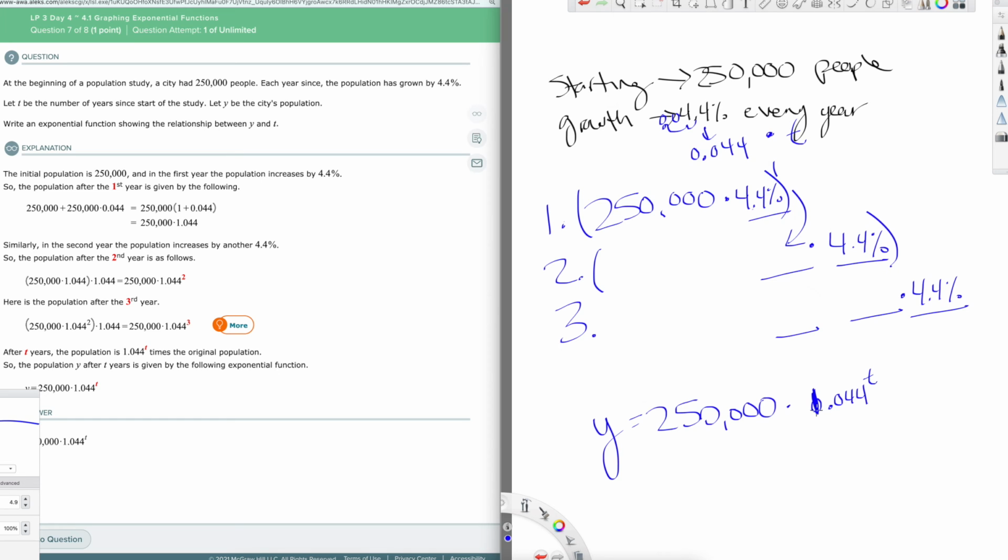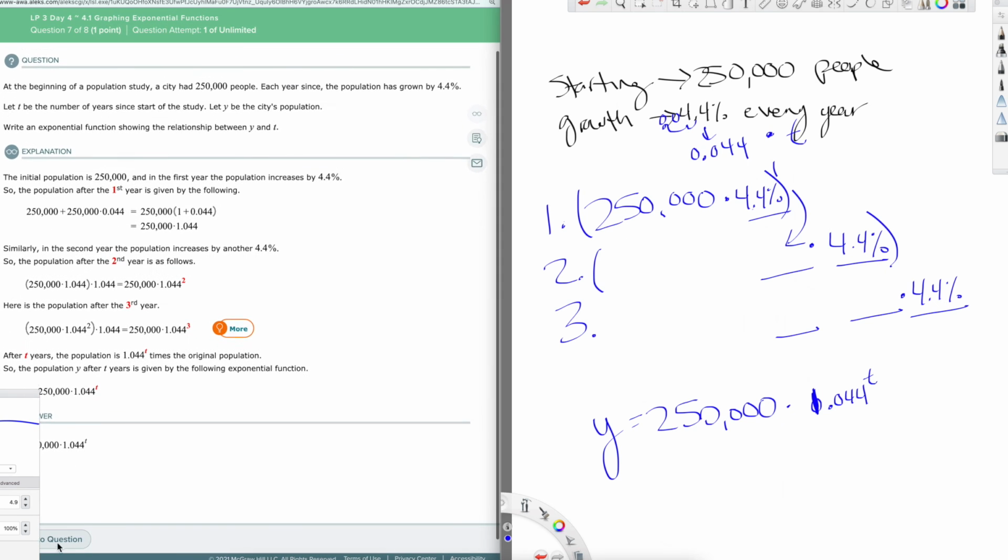So we want to make sure that we add that back. If it was a decay, we'd subtract it from 100 to show that. So we're adding it to 100 each time. So it's 104.4% growth, if we look at it that way. So it's just an oops. I forgot the 1. But all in all, still okay.